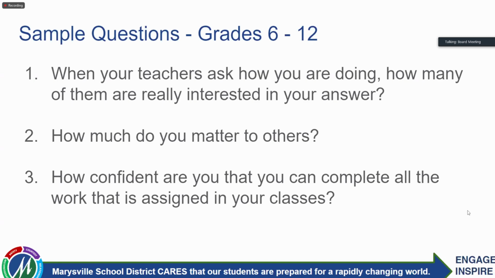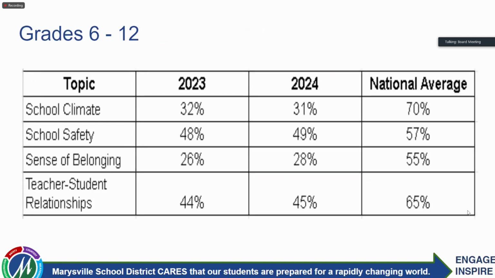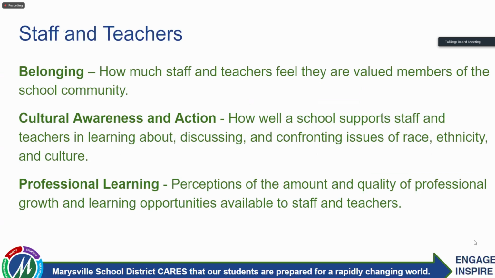So the percentages for these questions in 2023 were 32%, and in 2024 were 31%. The national average is 70%. School safety, 48%, and then 49% in 2024. The national average is 57%. A sense of belonging in 2023 was 26%, 28% this spring, and the national average is 55%. Teacher-student relationships in 2023, 44%, 2024, 45%, and the national average is 65%.